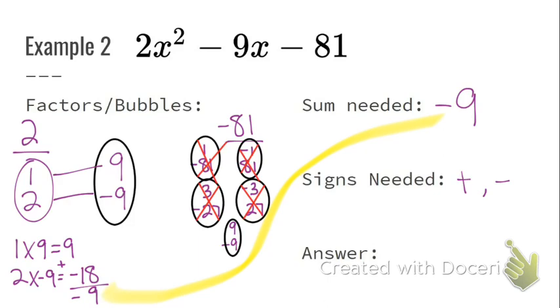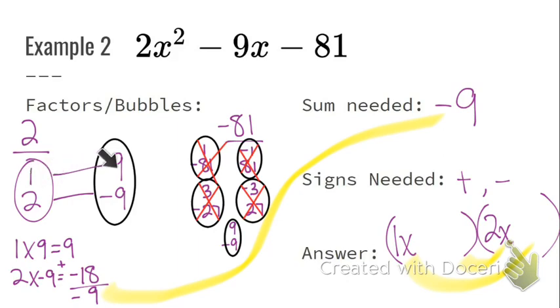So let's write our answer. Two binomials. In the fronts, again, my first bubble tells me what to put in the front with the x's: 1x and 2x. Then we can use our little smiley face to help us out.